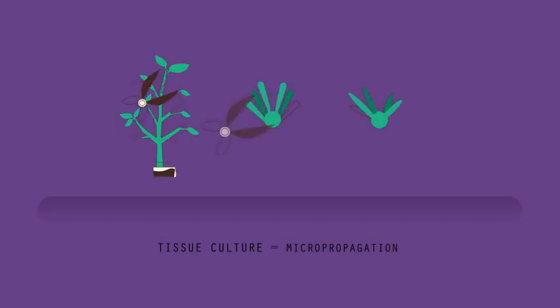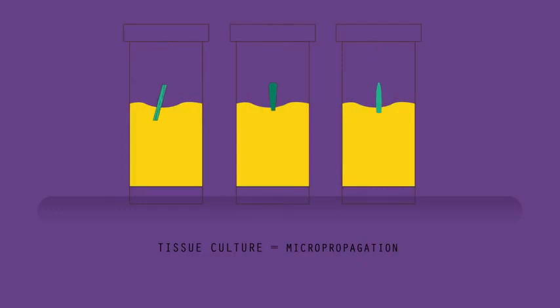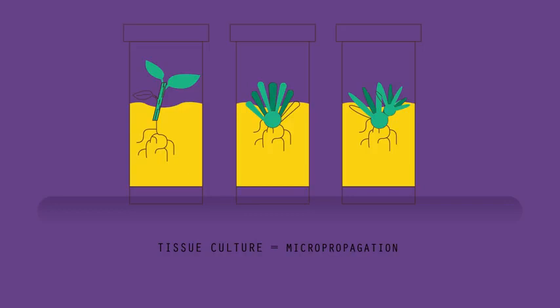Here, a few cells are taken from the parent plant and placed onto a nutrient jelly using antiseptic technique. This means making sure no microorganisms contaminate the jelly. The cells will start to differentiate and form new plants. Animals can also be cloned, but different techniques need to be used.